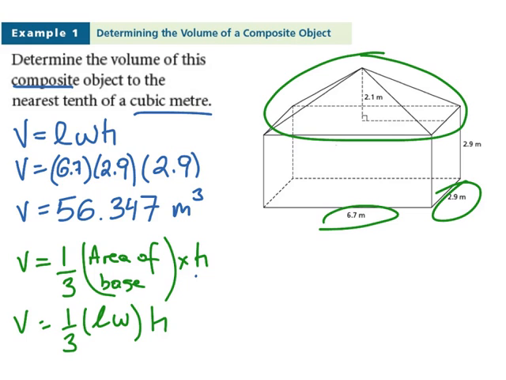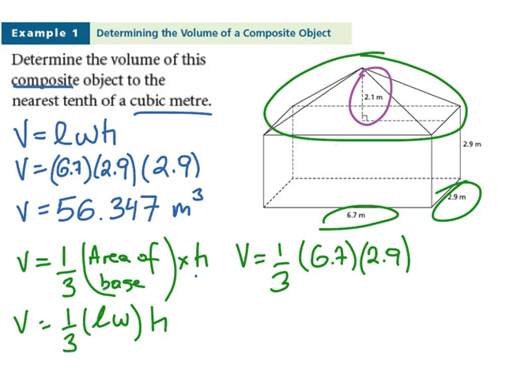So let's solve this problem. Volume is 1/3 times 6.7 times 2.9 times the height. Now the height is not 2.9, it's actually 2.1. It's perpendicular, straight to the tip or the apex of the pyramid, which is 2.1. When we multiply all of these together, we get the value of 13.601.